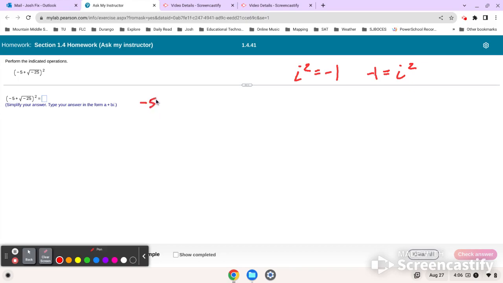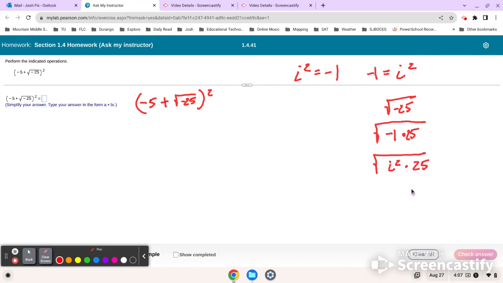So I have -5 plus the square root of -25, quantity squared. What I'm going to do is mess around with this square root of -25. The square root of -25 can be thought of as the square root of -1 times 25. We can replace the -1 with i squared. Now, you might say, why would I want to replace the -1 with i squared? Because I'm underneath a radical, a square root, and it needs to be a square value to be able to take the square root.